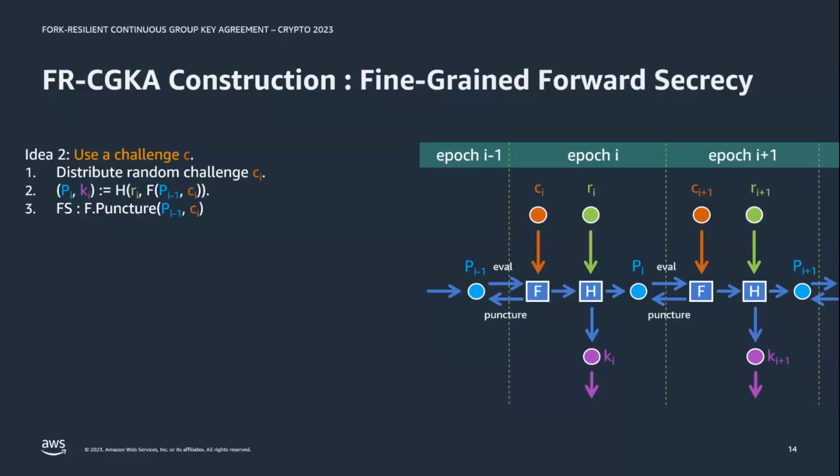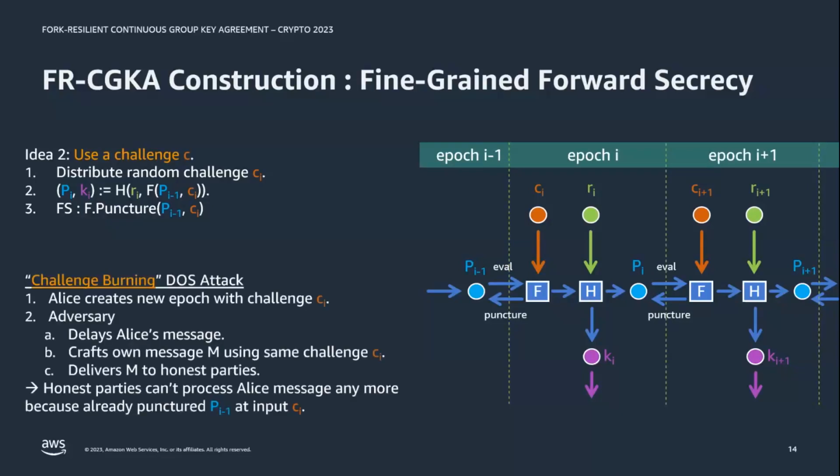BCFS attack. Unfortunately, there's still a little hitch here, which I would call challenge burning denial of service attacks. This is a setting where you have an adversary in the group. We've given up on privacy. But now Alice, who's honest, constructs a new epoch with some challenge C. The adversary sees this, quickly constructs their own new epoch, but recycles the challenge C, and delivers.